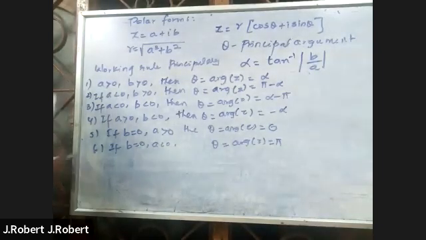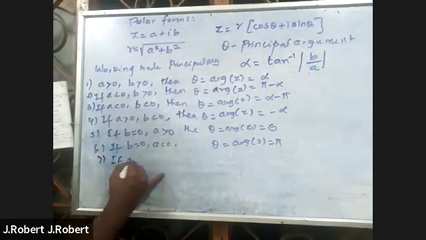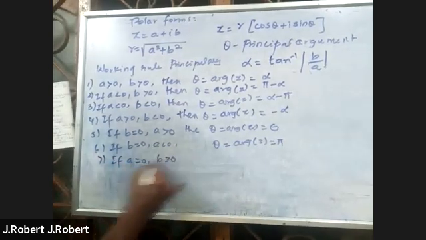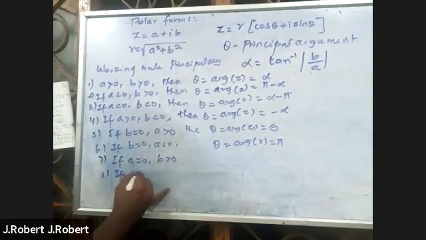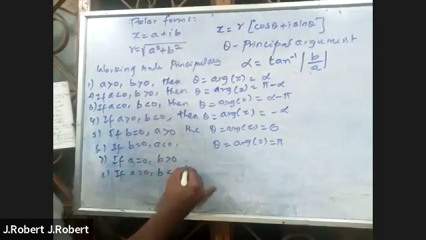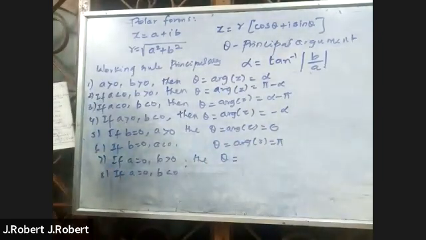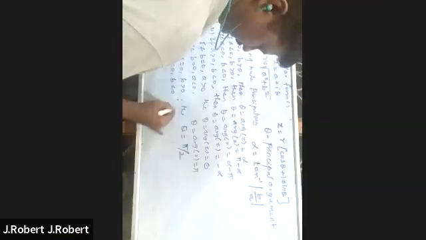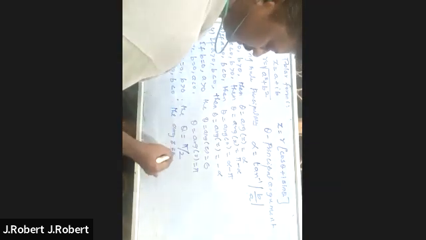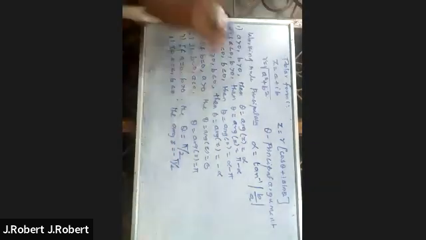Next, if a is equal to 0 and b greater than 0, then theta is pi by 2. Eighth one, if a is equal to 0 and b is less than 0, then the argument of z is equal to minus pi by 2. Very, very, very helpful.